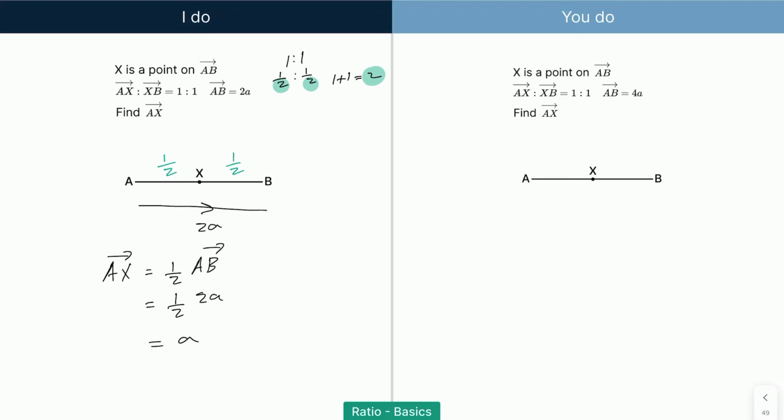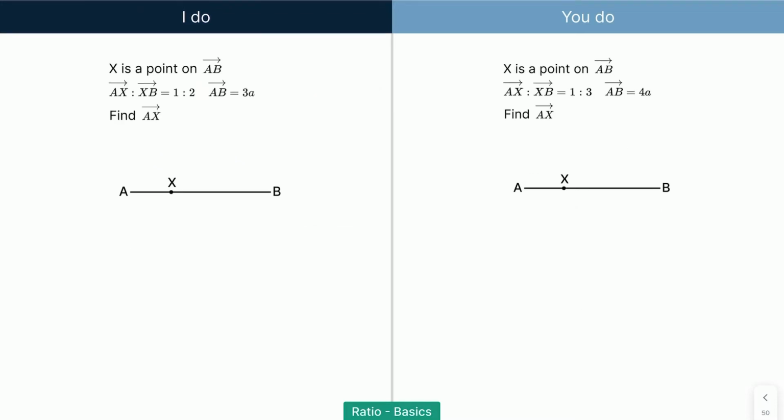So again, looking over to the right, we're going to add the ratio together, 1 plus 1, which is 2. So that means the total 1 to 1, which can be written as a fraction, 1 over 2, 1 over 2. Now we know the full length is 4A. And we know that A to X is half the full length. So we can say, well, A to X is a half the full length, which is AB. Well, it's 4A. So we can say half 4A, which is 2A.